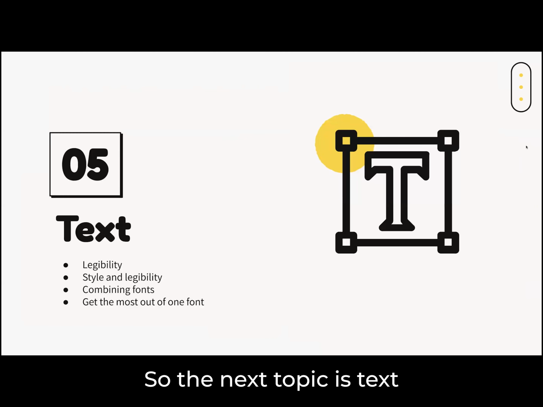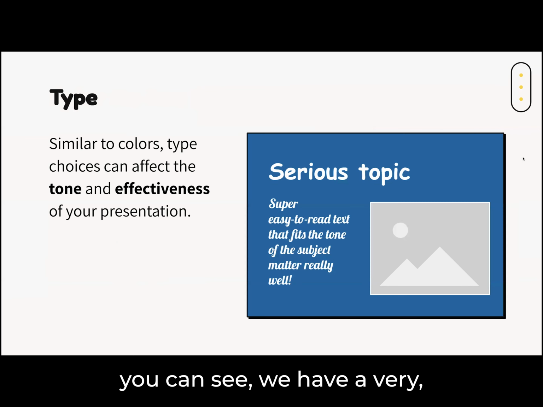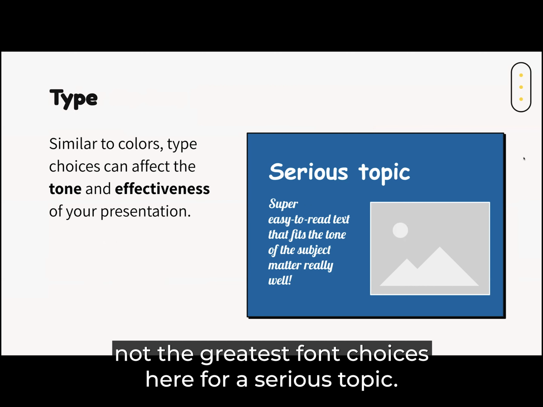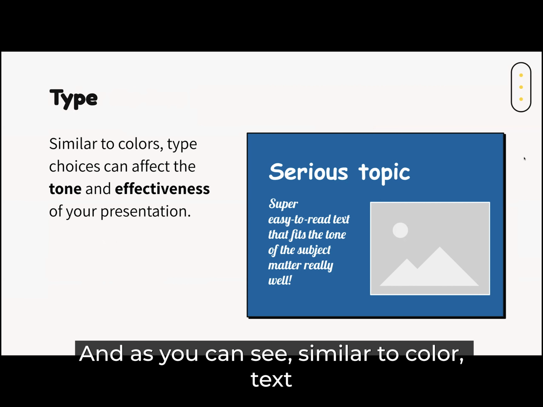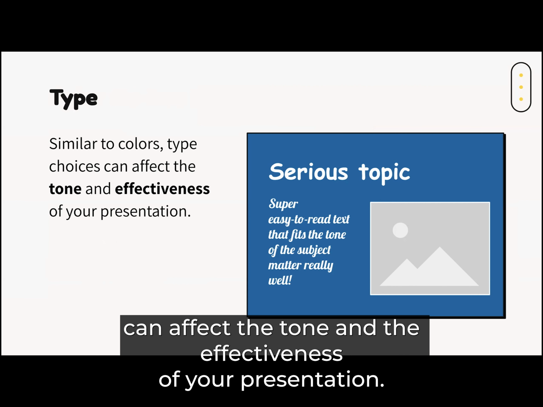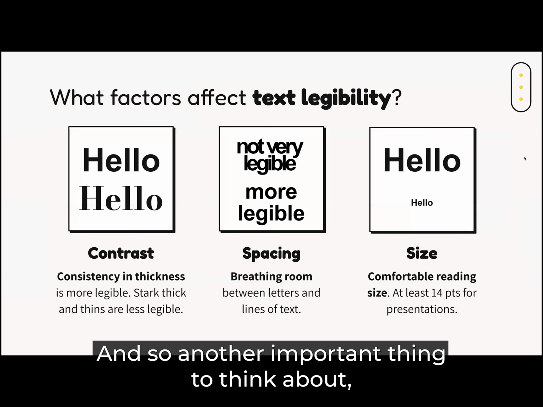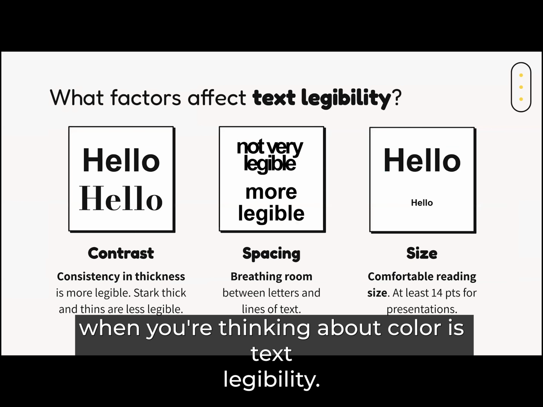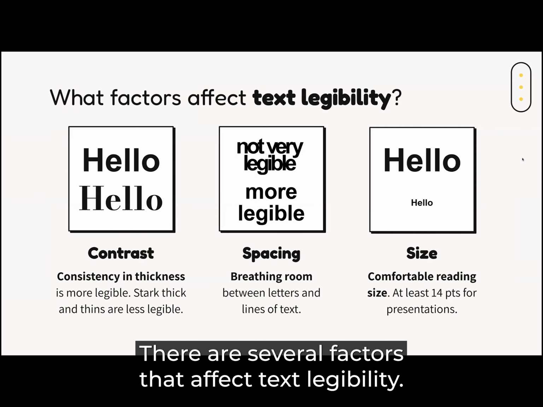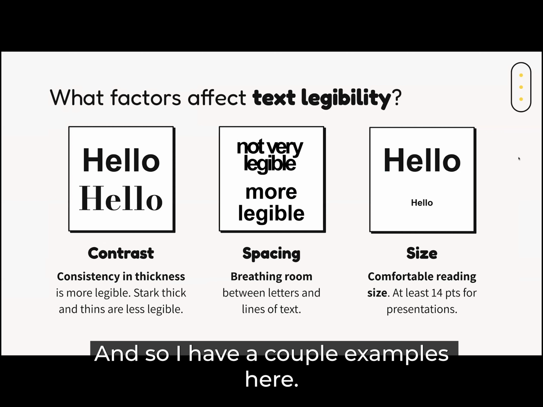So the next topic is text. You can see we have not the greatest font choices here for a serious topic. And as you can see, similar to color, text can affect the tone and the effectiveness of your presentation. Another important thing to think about is text legibility. There are several factors that affect text legibility, and I have a couple examples here.